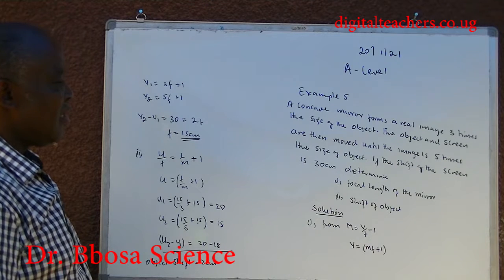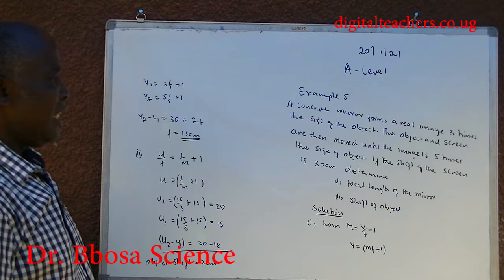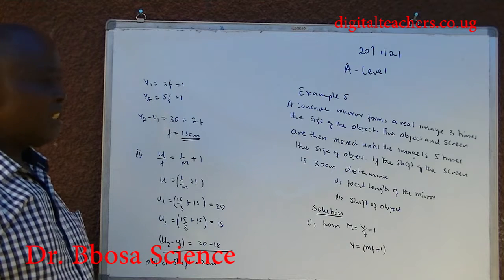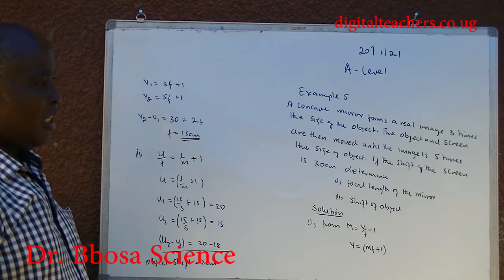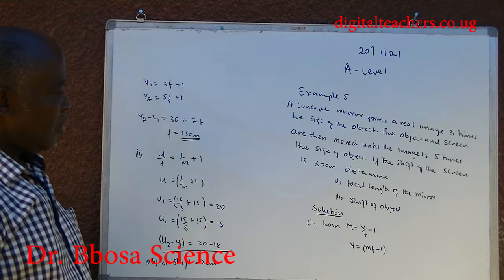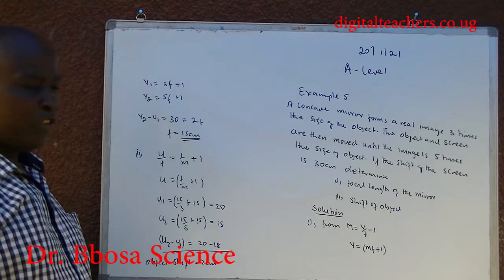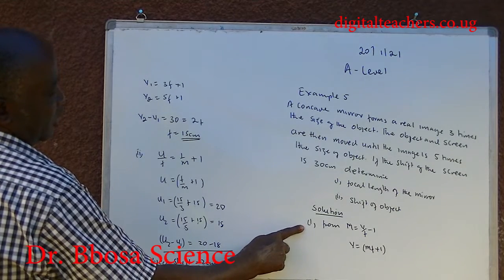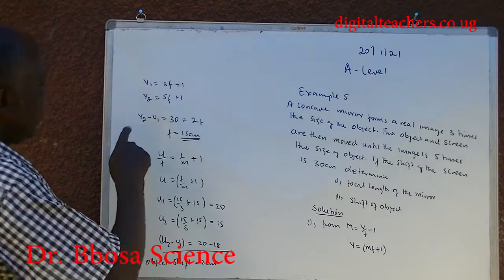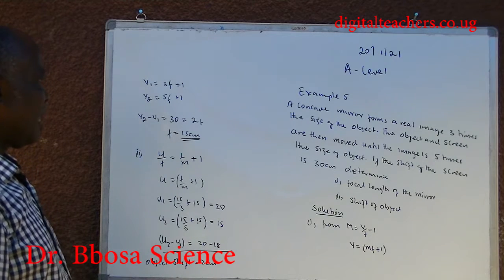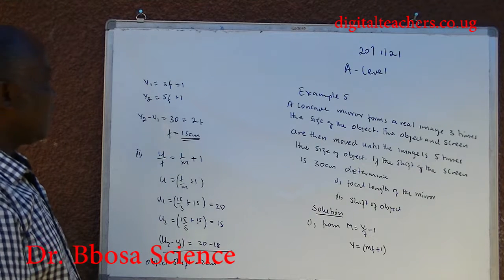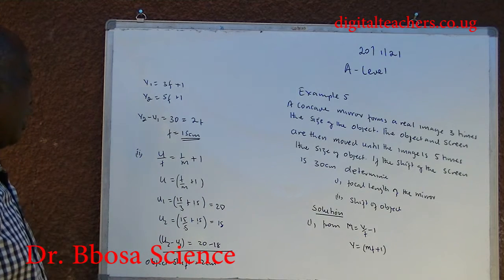Number 5, a concave mirror forms a real image 5 times the size of the object. The object and the screen are moved until the image is 5 times the size of the object. If the shift of the screen is 30 centimeters, determine one, focal length of the mirror, two, shift of the object. Solution. One, from m is equal to v over f minus 1, v is equal to f(m plus 1). v1 will be equal to 3f plus 1. v2 will be 5f plus 1. v2 minus v1 is equal to 30 is equal to 2f. f is equal to 15.